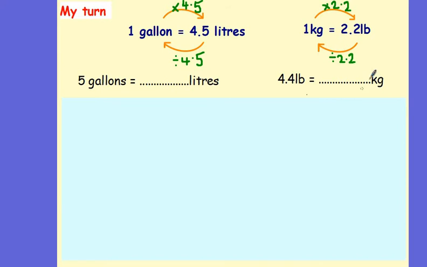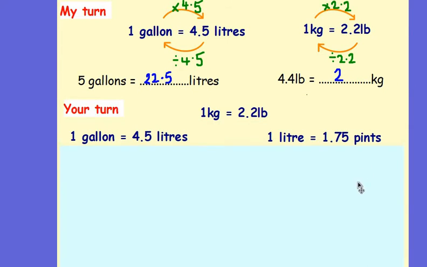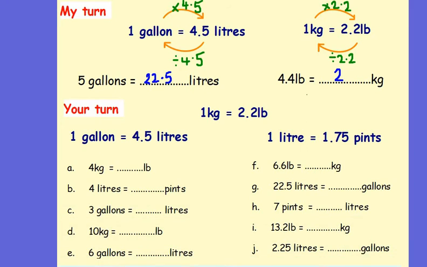I'll do a couple of examples and then there's some for you to do in your light blue books for me this time. To convert 5 gallons to litres, I just need to multiply by 4.5. 5 times 4.5 gives me 22.5 litres. For the second one, to go from pounds to kilograms, I need to divide by 2.2. So 4.4 divided by 2.2 gives me 2 kilograms. Over to you, Year 7. Light blue books, please pause the video for 10 minutes and have a go at these questions for me.